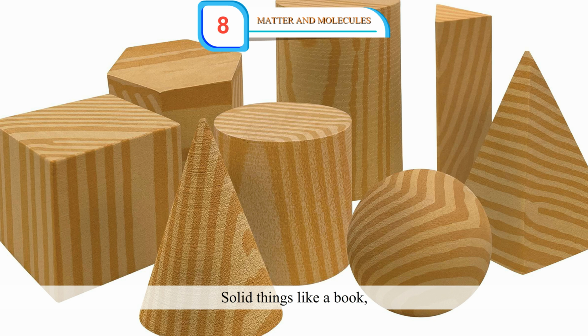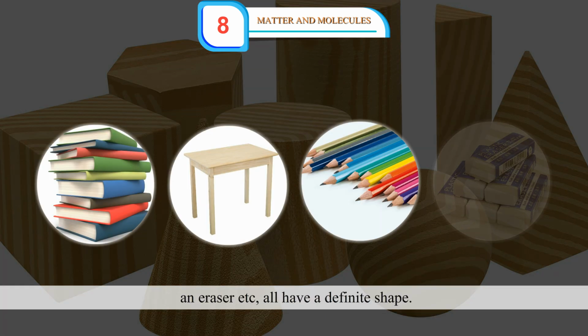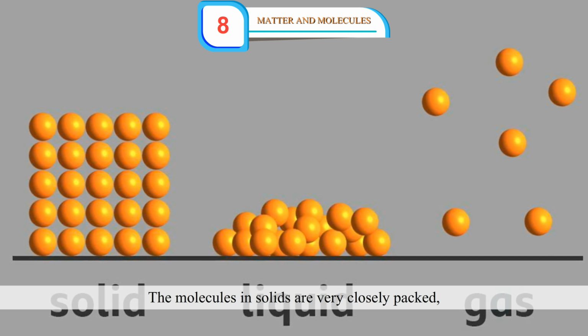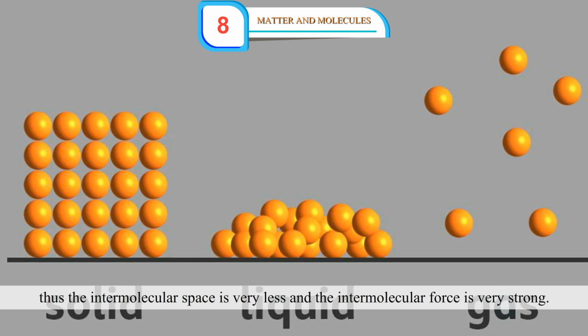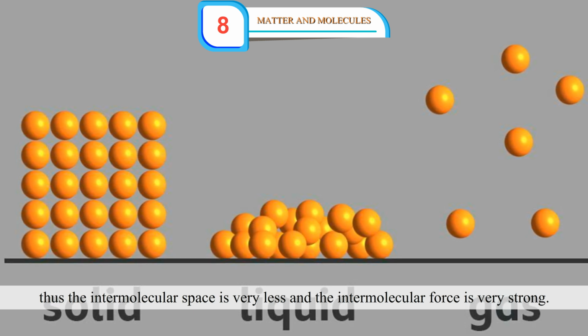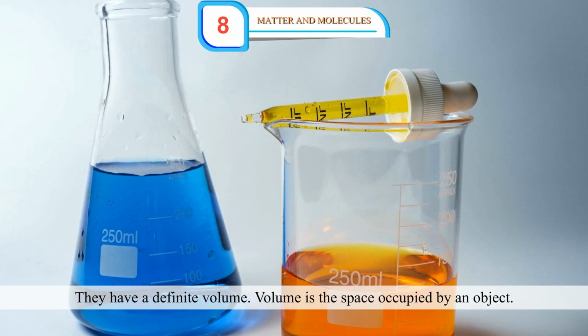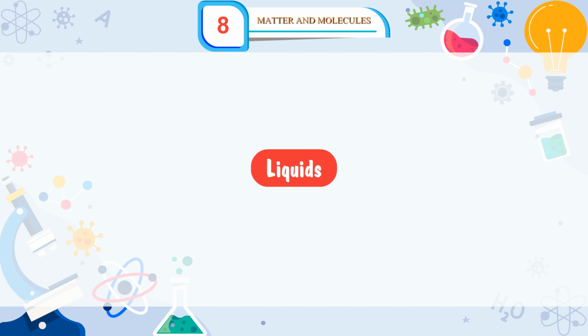Solids. Solid things like a book, a table, a pencil, an eraser, etc. all have a definite shape. The molecules in solids are very closely packed. Thus, the intermolecular space is very less and the intermolecular force is very strong. They have a definite volume. Volume is the space occupied by an object.